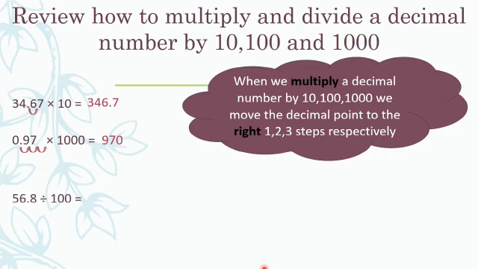56.8 divided by 100. Since we are dividing by 100, the decimal point will be moved 2 steps to the left. 1, 2. And the answer will be equal to 0.568.